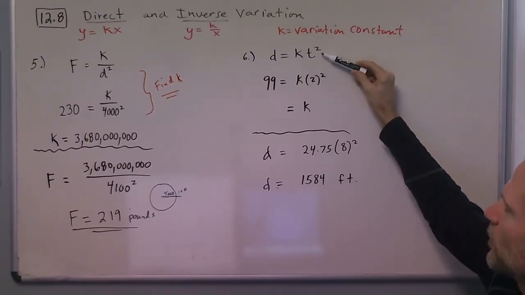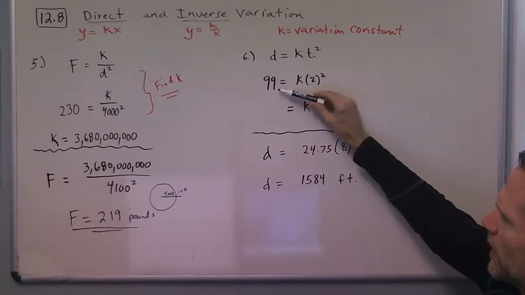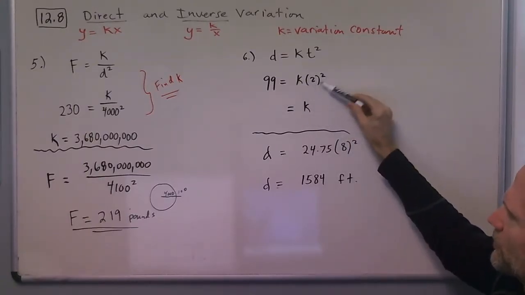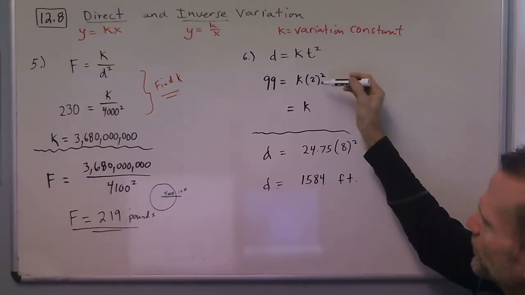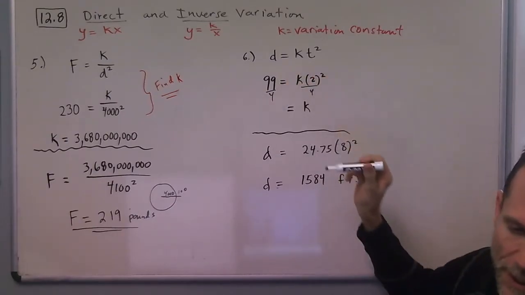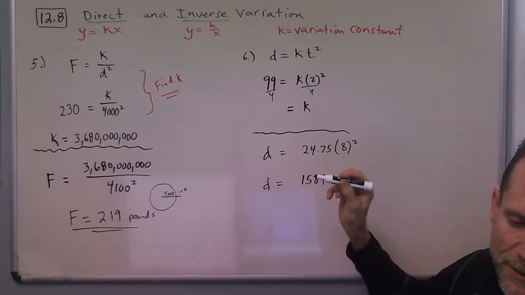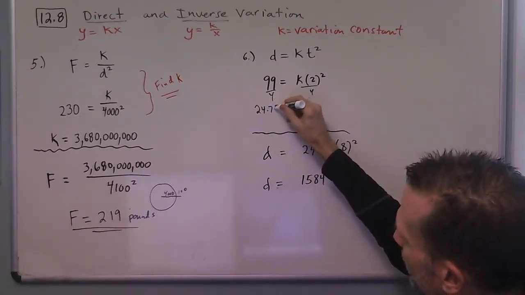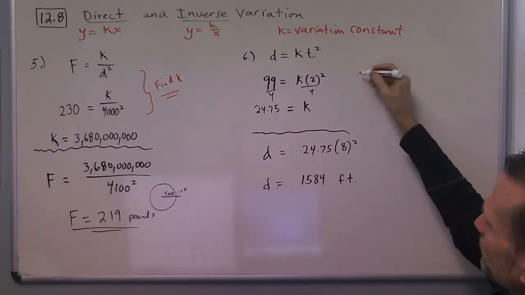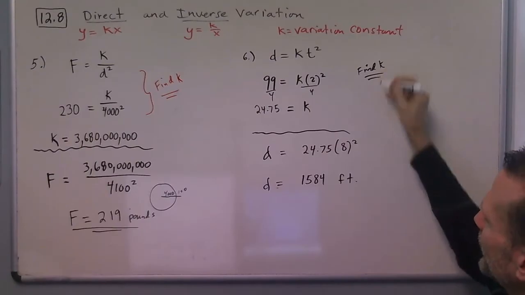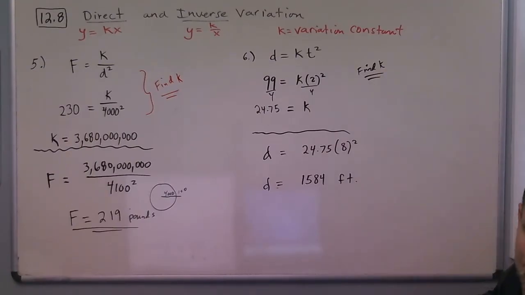Then next it says that the distance that an object falls is directly proportional to the time that the object is falling. And so they tell us an object fell 99 feet in 2 seconds. So we have to remember that it's the time squared here. So what we're going to end up doing here is we're going to end up dividing by 4 here, okay? And then we find out that our K value is 24.75. So again, find K, and then use K to answer the second part of the problem.